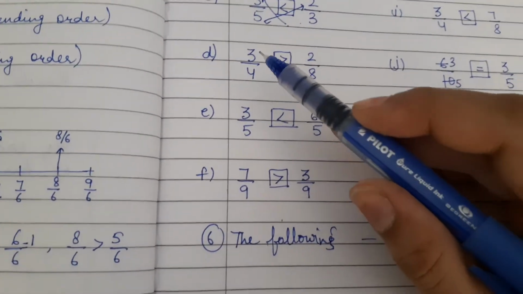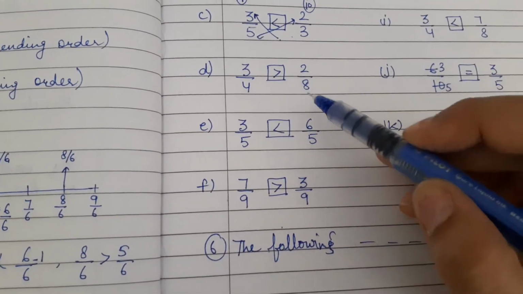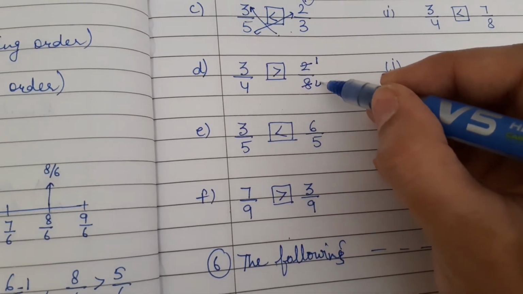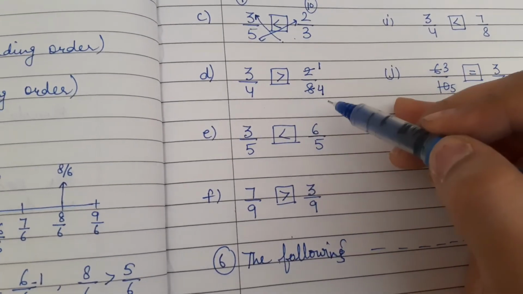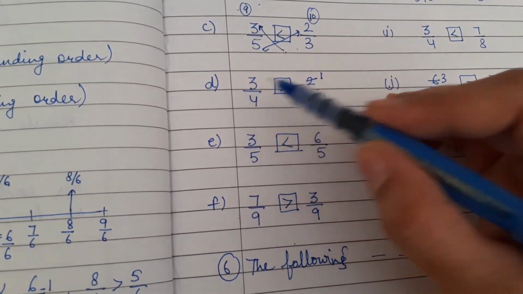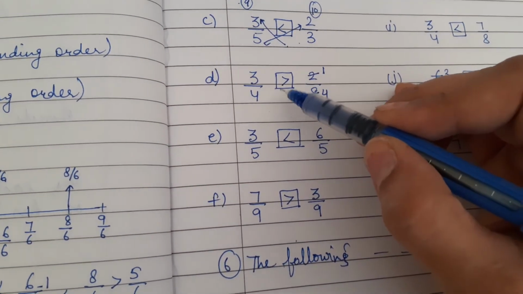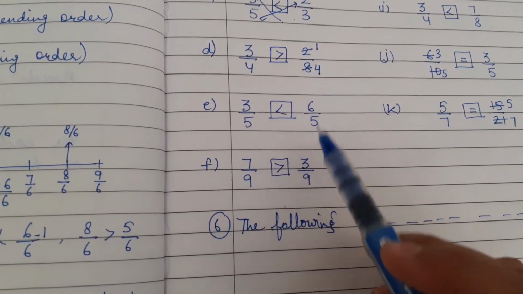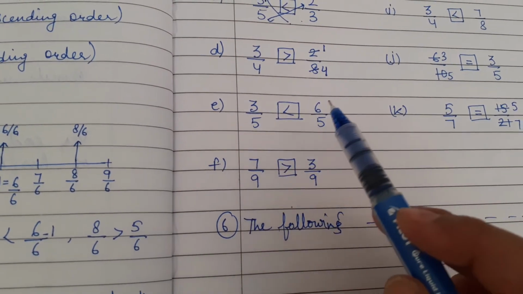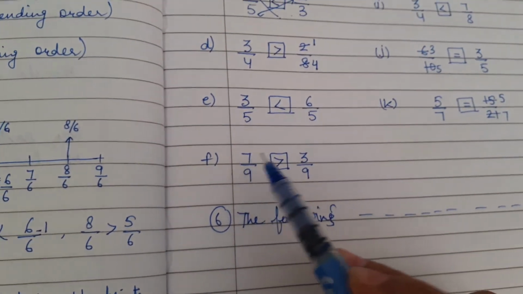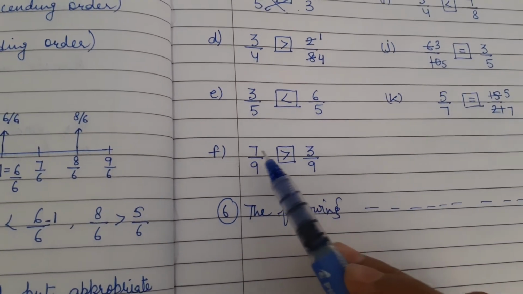Now D part, 3 by 4 and 2 by 8. You can reduce this, beta. 2 ones are 2, 2 fours are 8. So 3 by 4 and 1 by 4. Now these fractions are like. So which is greater, 3 or 1? 3. So this is greater, 3 by 4. 3 by 5 or 6 by 5, fractions are like. Again the numerator which is bigger, that fraction will be bigger. This is bigger. 7 by 9 or 3 by 9? So 7 by 9 is greater.